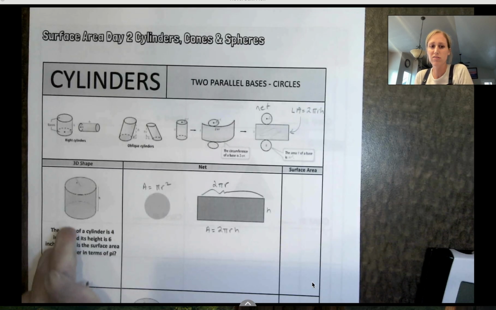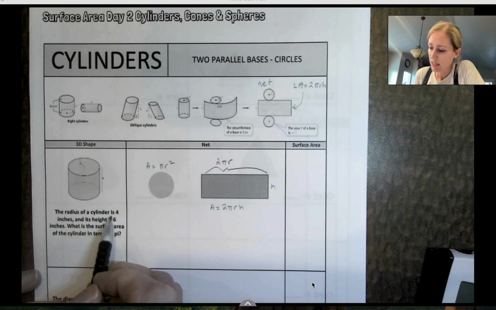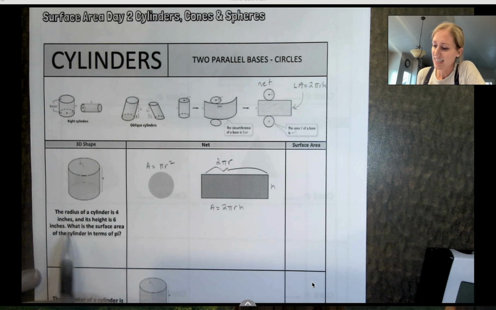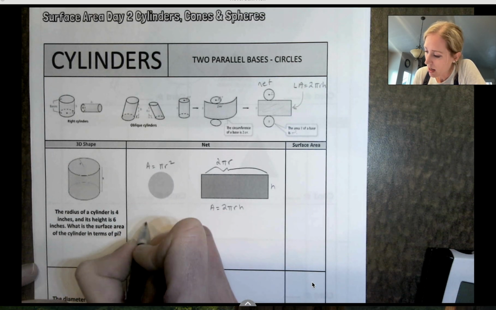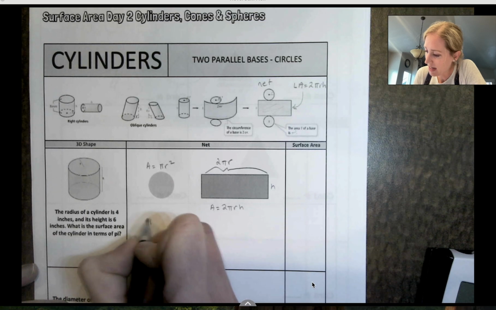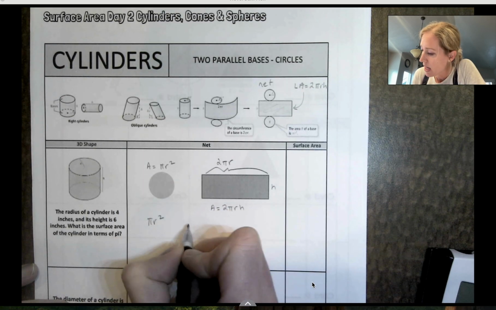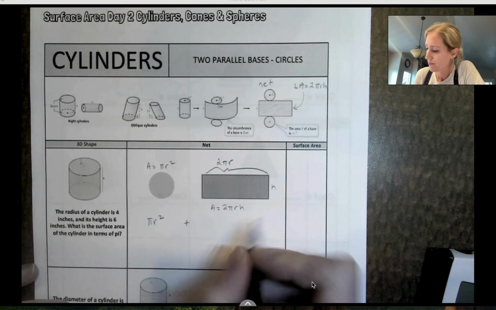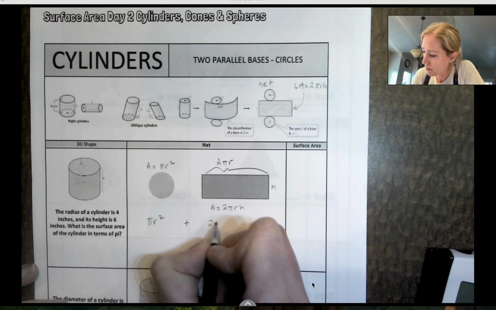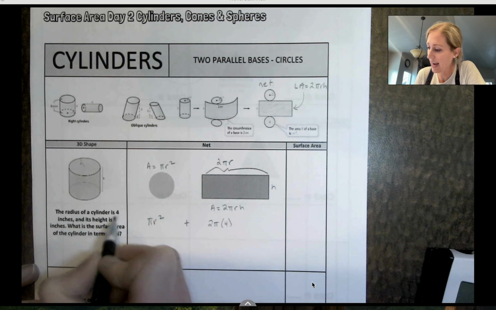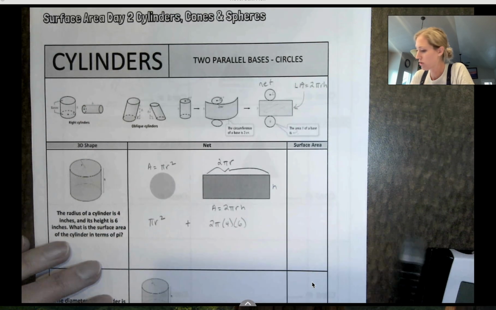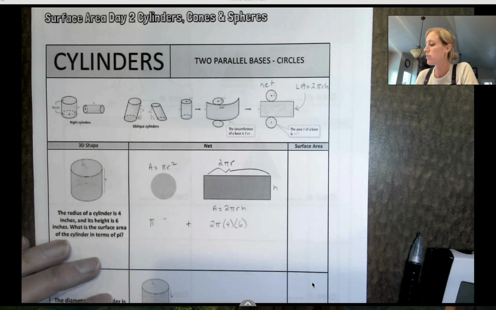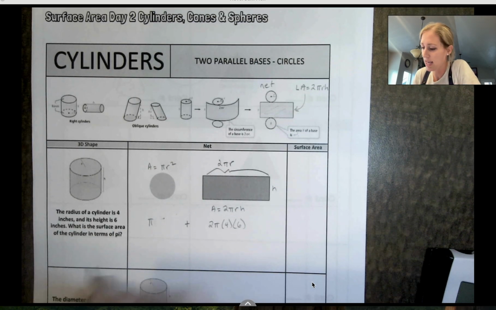So we're going to do that for this example here. We are told the radius of the cylinder is 4 and the height is 6. What is the surface area in terms of pi? Let's plug in our radius of 4. We've got pi times 4 squared for this piece, and then we're going to add on this rectangle. Plugging in r, I've got 2 pi times 4, and the height is 6. They asked me to leave this in terms of pi, which means I'm going to do all the other operations and then just leave pi in my answer.